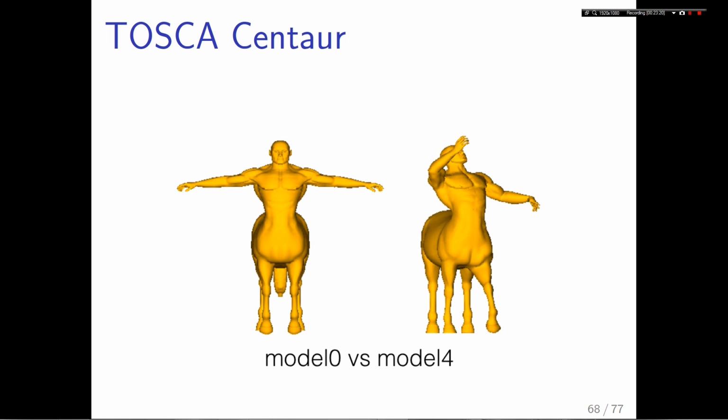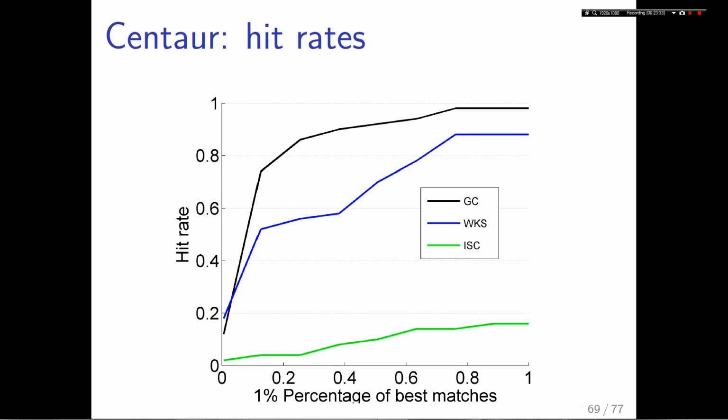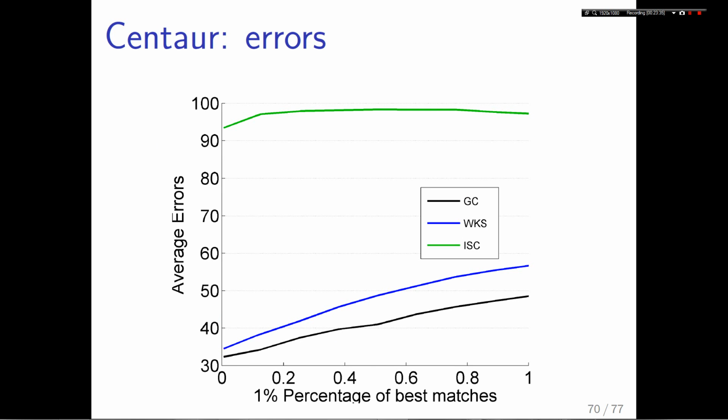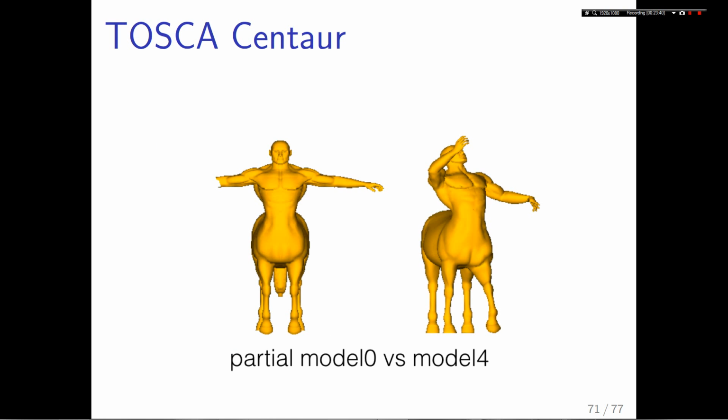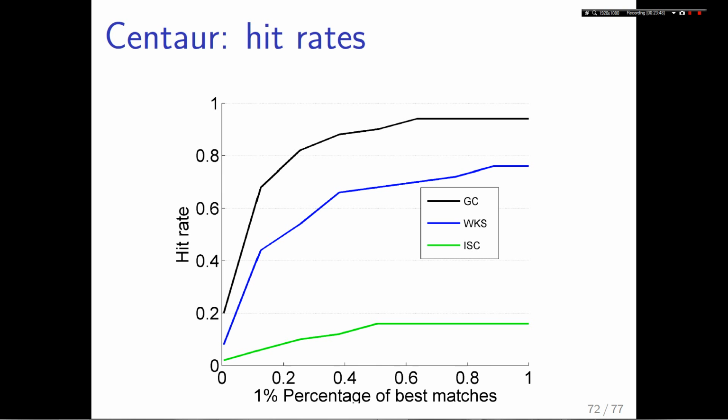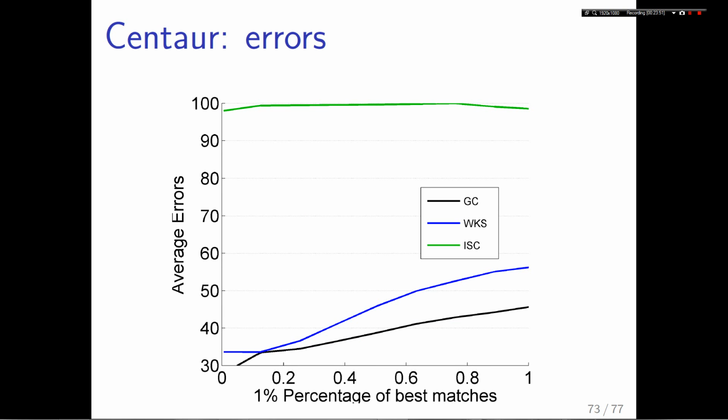For the last one, I will compare our method to a newer method called intrinsic shape context, on the TOSCA centaur model. First is the full matching, the hit rate and errors. And then on this kind of cut, which cuts a whole part of this centaur mesh, the hit rate and the errors.